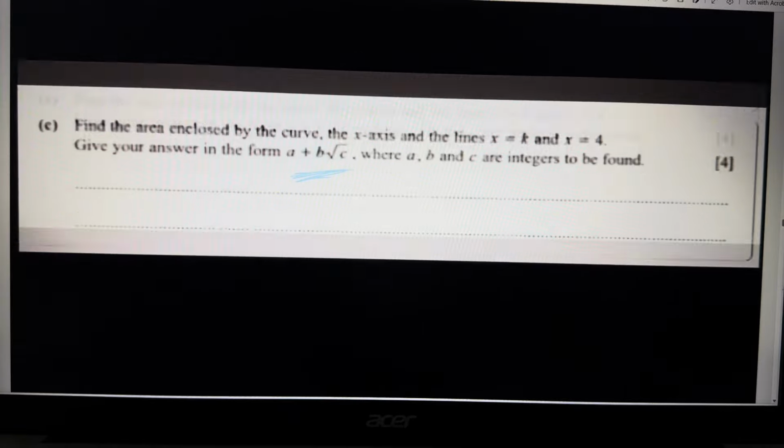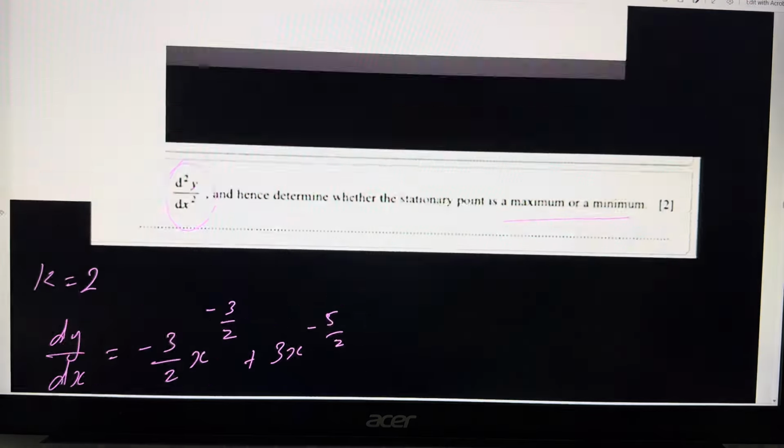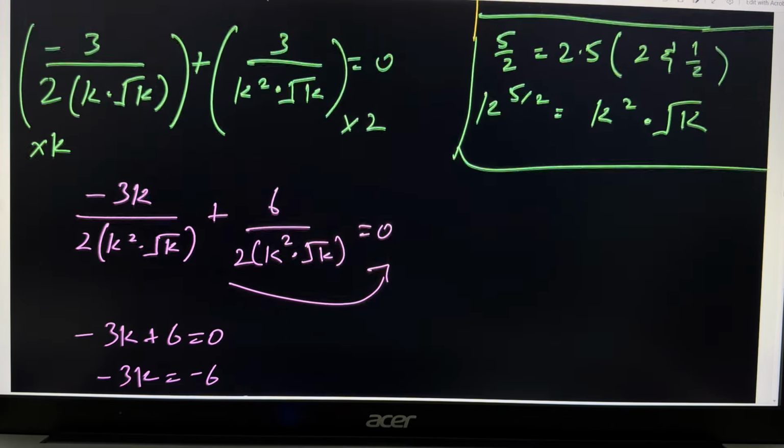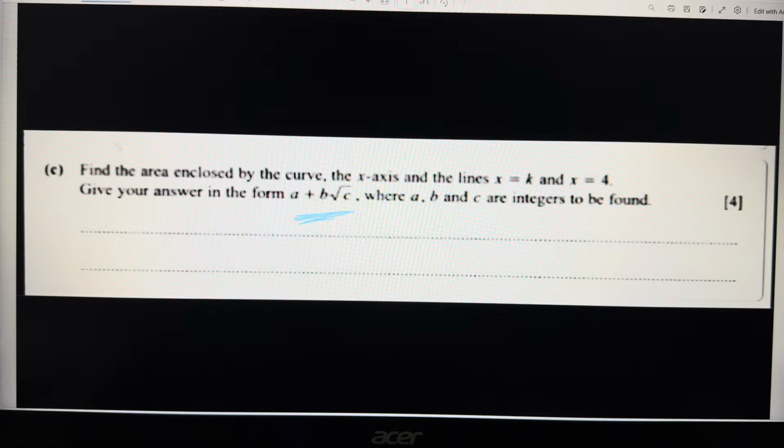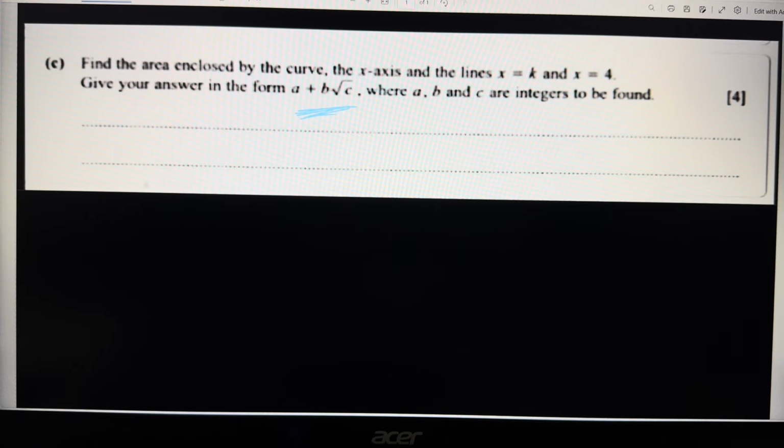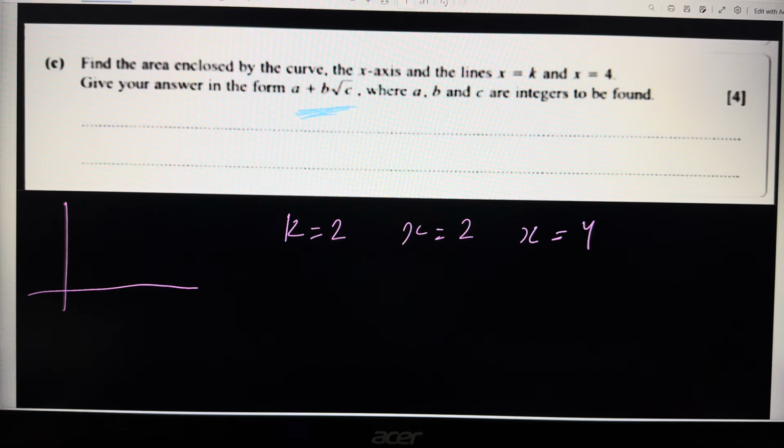So let's try to make a representation, like a graph. Okay, so we can make a rough idea what it means. First of all, we know that k is equal to 2, so x is equal to 2 and x is equal to 4. So we can perhaps use these as limits because it wants the area. So of course it's integration.